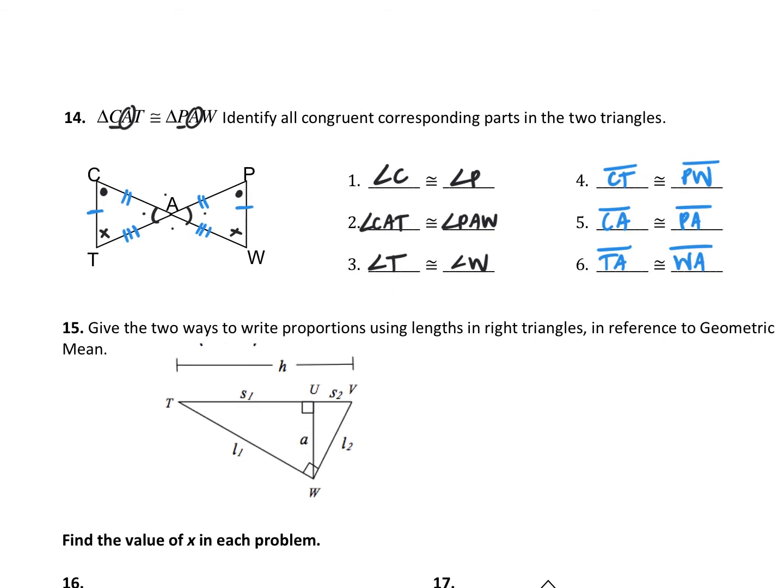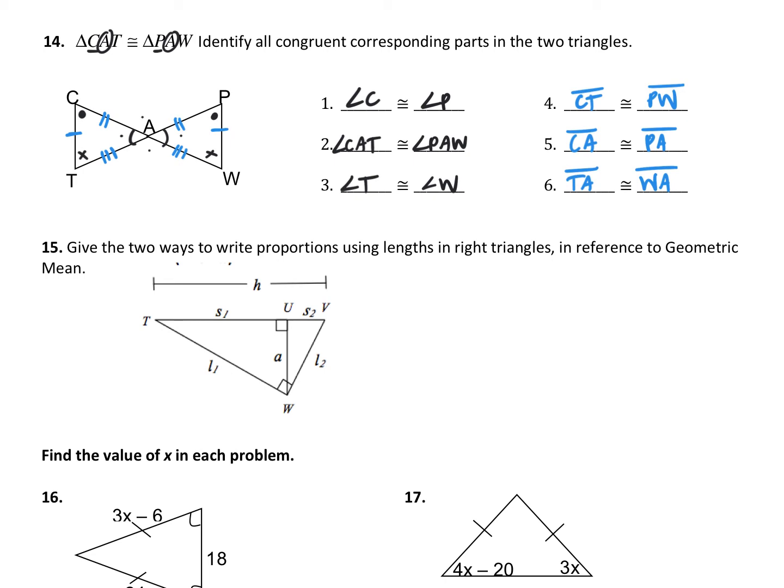Okay, moving on to number 15. It says, give the 2 ways to write proportions using lengths in right triangles in reference to geometric mean. So let's start with the altitude one. If I look at my altitude here, my altitude has a relationship with the 2 segments of my hypotenuse. So I'm going to show my altitude twice. And then I'm going to write the 2 segments of my hypotenuse in the other positions.